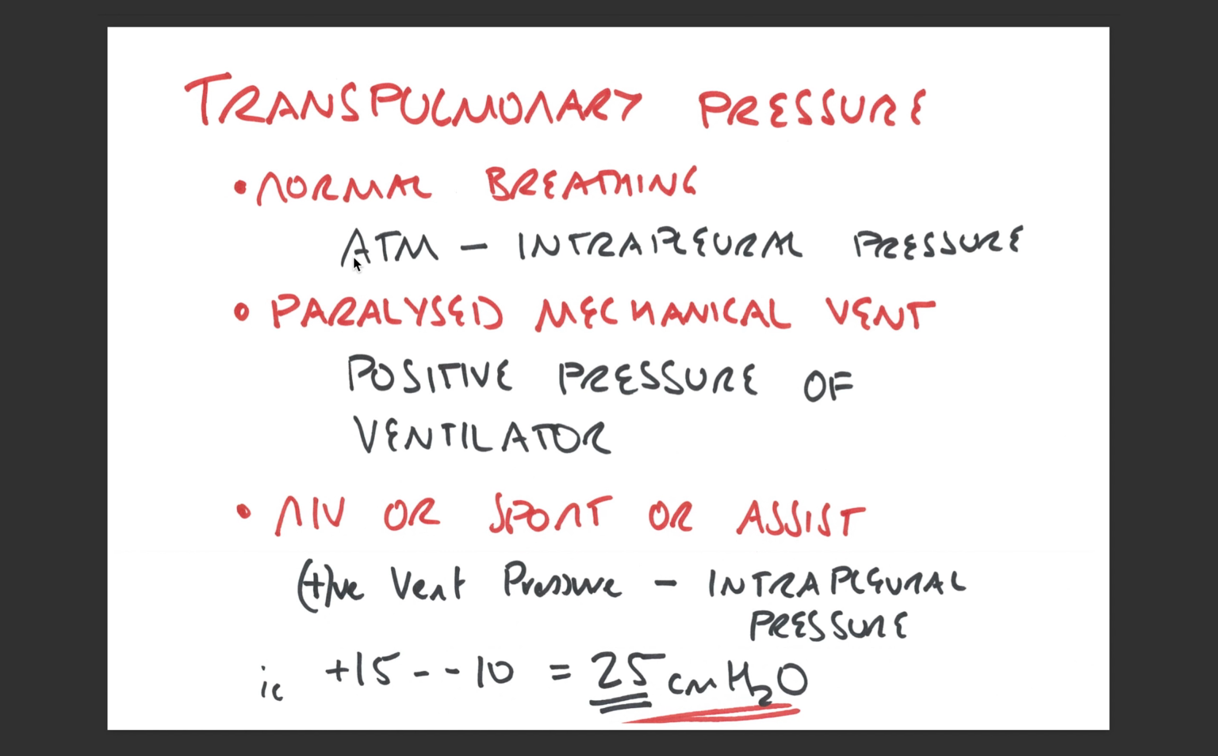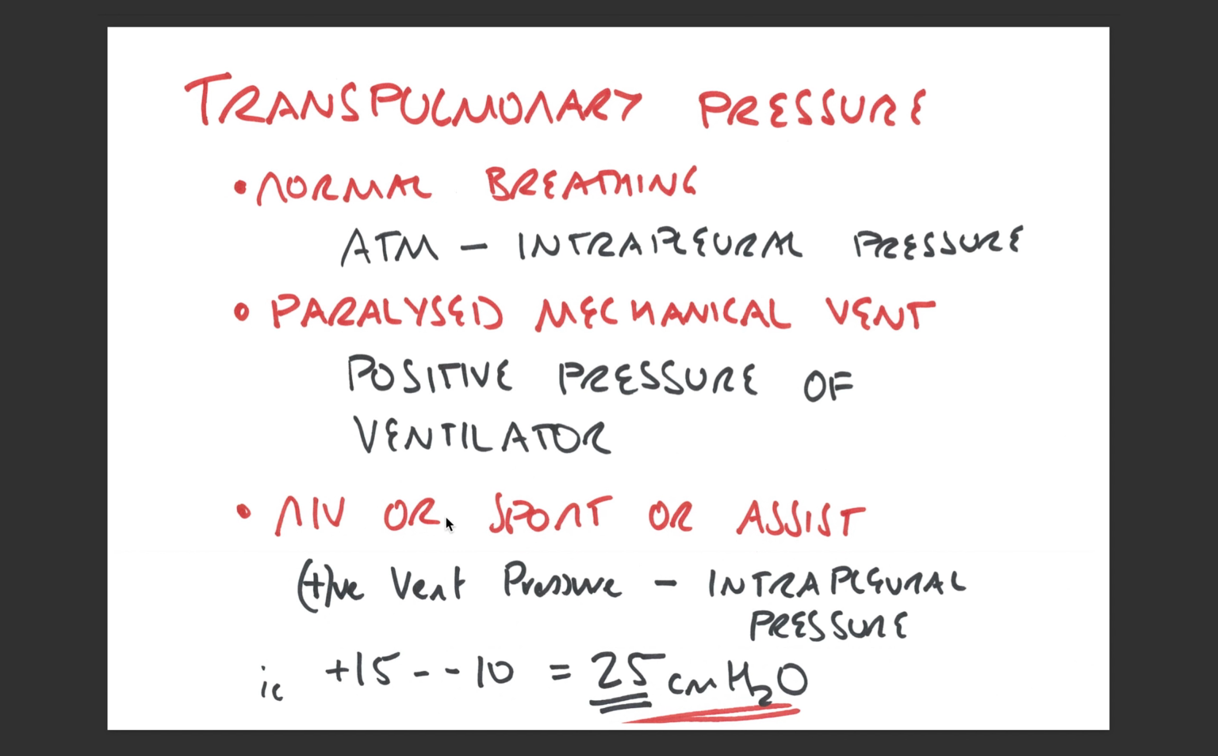Transpulmonary pressure. I think this area is quite confusing and requires a little bit of thought on our part. In normal breathing, our transpulmonary pressure is simply the atmospheric pressure minus the intrapleural pressure. In a paralysed patient, the intrapleural pressure is 0 and the positive pressure is what we push into the patient and is measured on our ventilator.